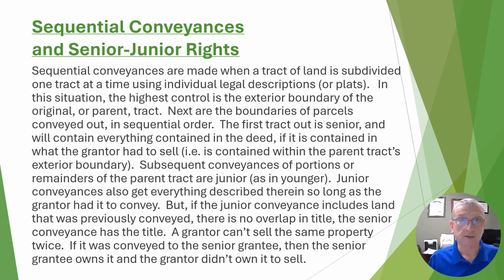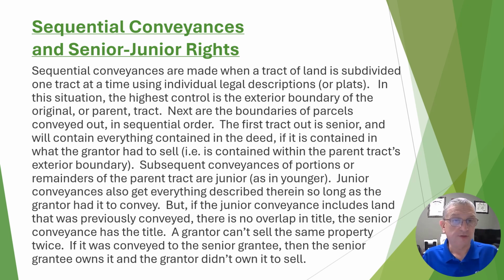So the very first tract that comes out is senior to everything, to the remainder of the parcel and to any other tract that's sold off the parcel. It gets everything that it's called for, unless that overlaps onto an adjacent property. But it gets everything that the grantor had to sell. Because if the grantor doesn't own it, they can't sell it. So if it overlaps the adjacent property, that doesn't count. But within the confines of the exterior boundary of the parent tract, everything that's in that senior deed, the senior deed gets. Subsequent conveyances of portions or the remainder of the parent tract are junior, as in younger.